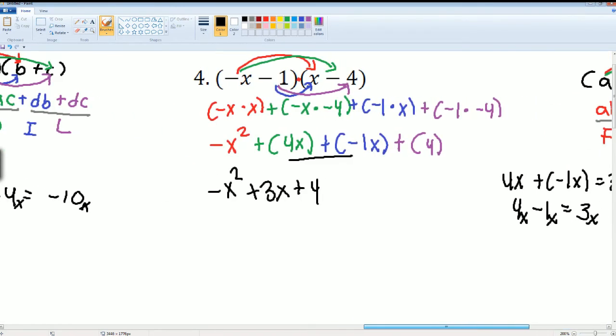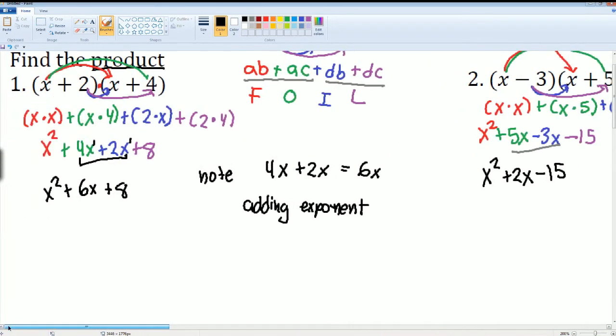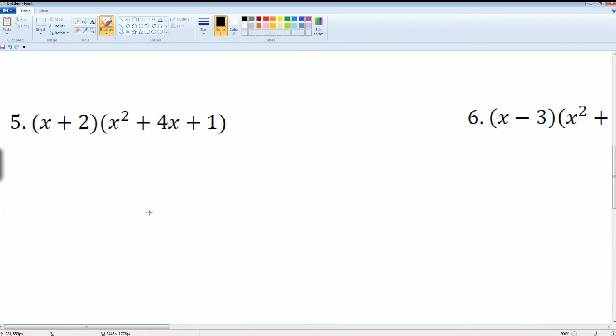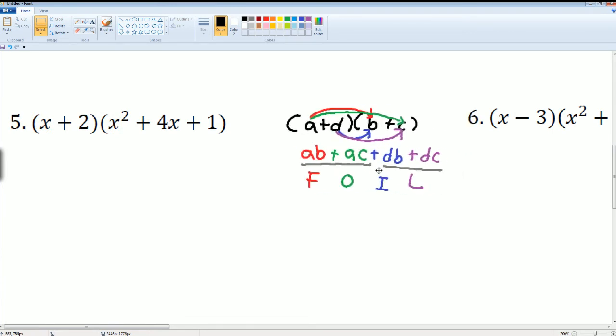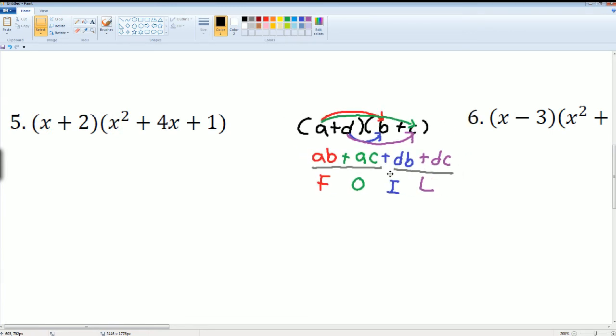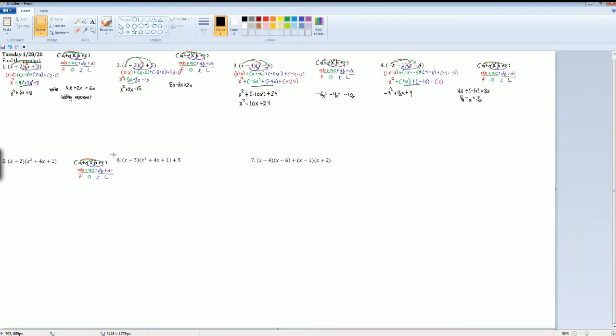Alright. Oh, is that it? 4. Yep. Okay. Let's go to 5, which is down here. Alright. Ooh, this is going to be a long problem. Give me a second. I got to scoot this out. It is going to be a very long problem.